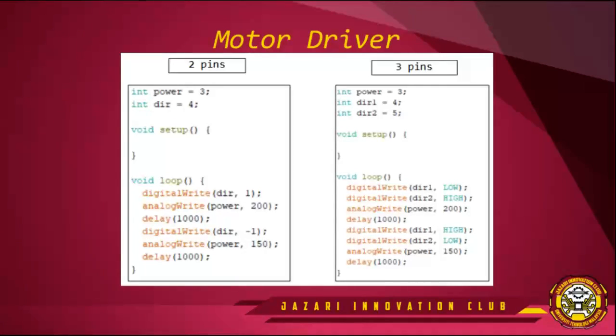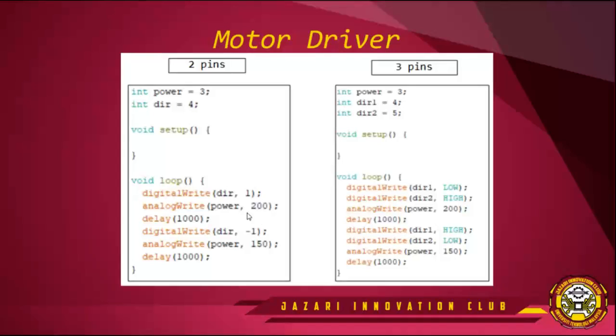The next thing is the power. You put the direction first, and then you put the power. As I said, the power is an analog value 0 to 255. So we have analog write to the variable power. Which pin is it? Pin 3, and then the power value. 200 is quite fast. That's all for a single movement. Then delay 1000, which means it delays for 1 second.